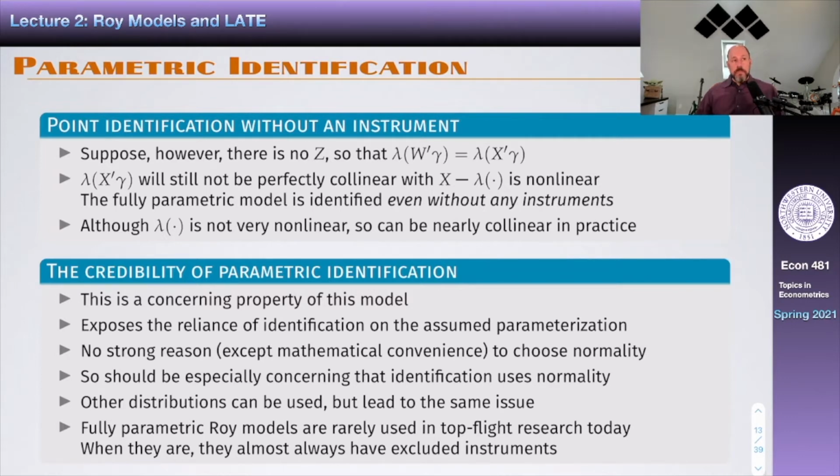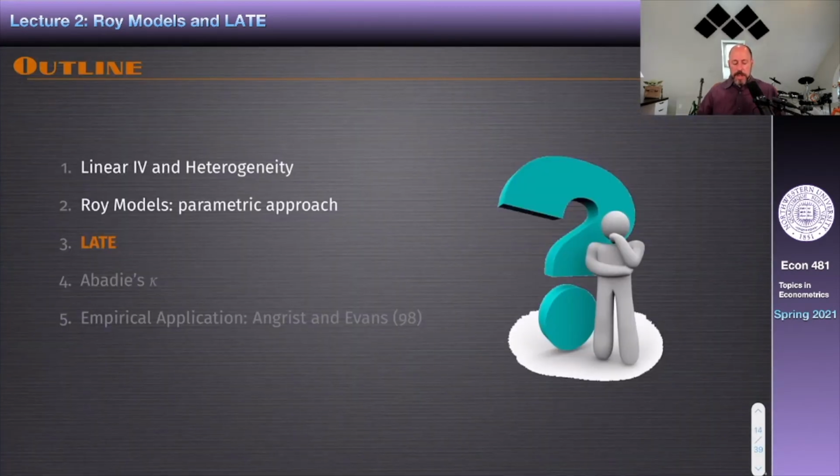So that's what could be a starting point to think about these Roy models, which is this parametric approach. But it's not where we want to go. We just want to use something else. And we're going to talk about that in a minute as we move to LATE. Are there any questions about the Roy model?